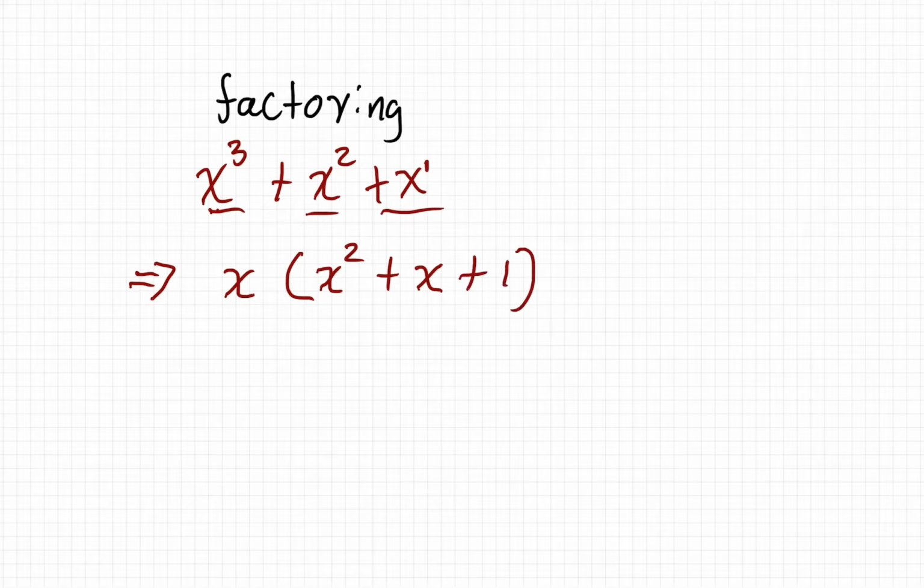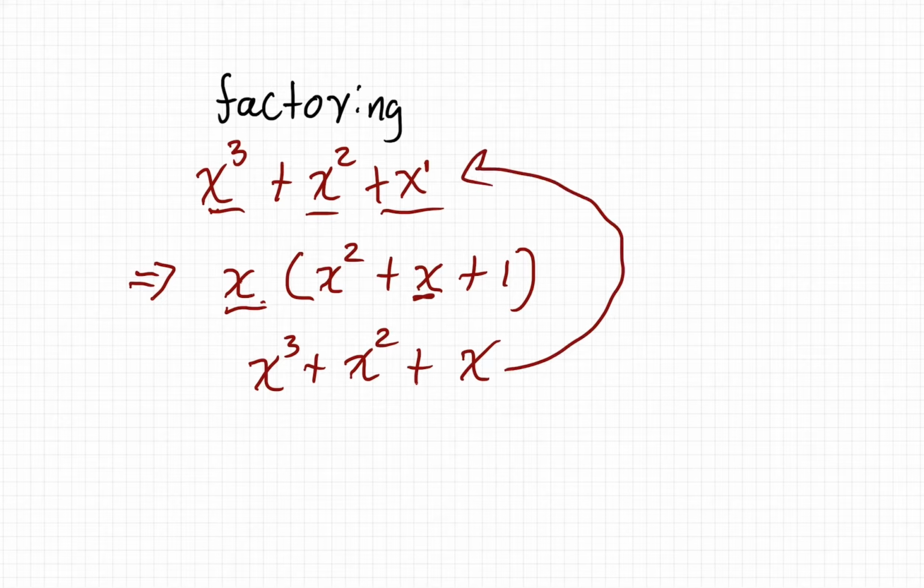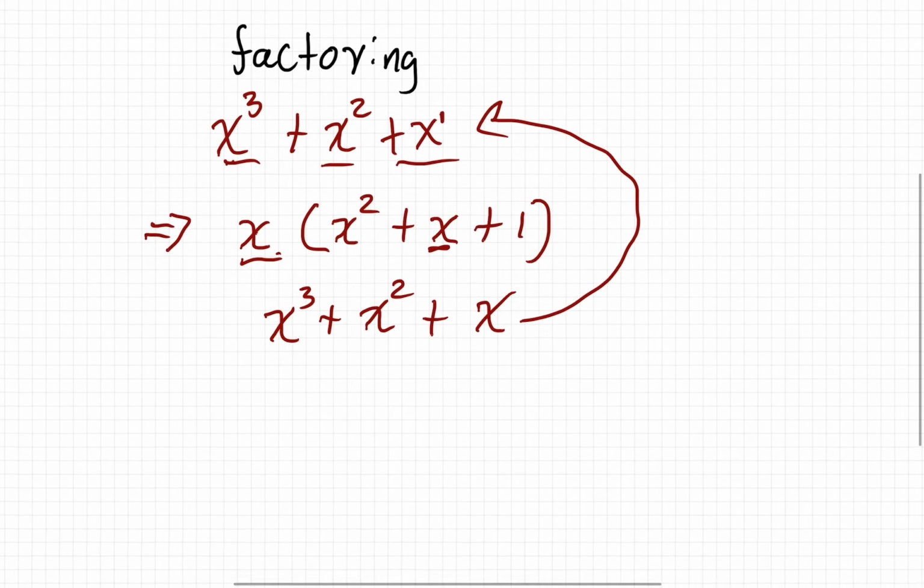And if you want to double check that you factored properly, you can always go back and distribute this guy that we factored out. So basically we multiply x times x squared, which is what? X cubed. Now you do x times this x, which is what? X squared. Then x times 1 is what? X. So if you notice, this is the same as what we started with. So that's all it is with factoring.